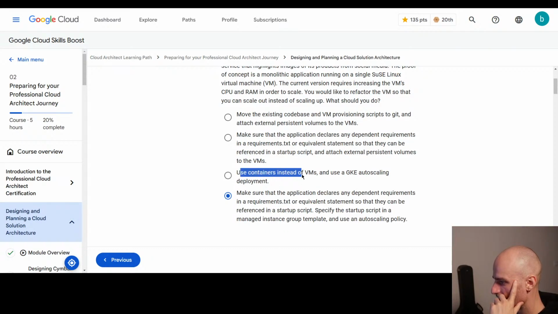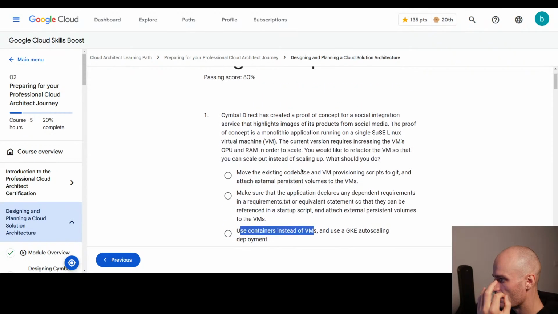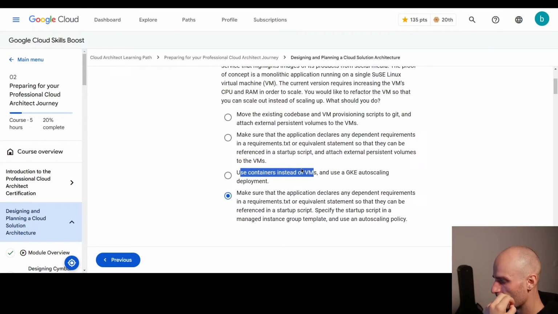Use containers instead of VMs. Well, considering that one of our technical requirements is containerizing all the time instead of launching directly on a specific VM, and use GKE autoscaling deployment. I think I may use this because, okay, I understand the requirements stuff, blah blah blah. But yeah, in the containers I can also put the requirements.